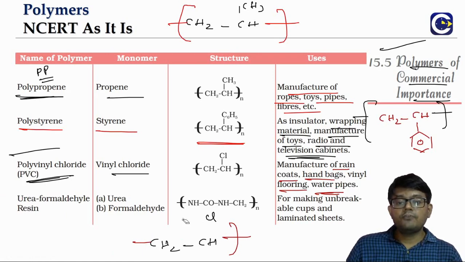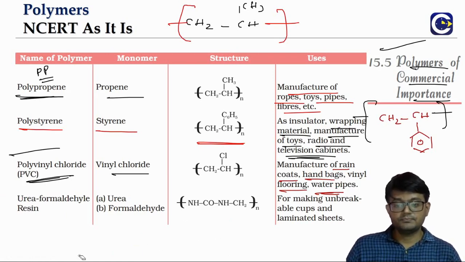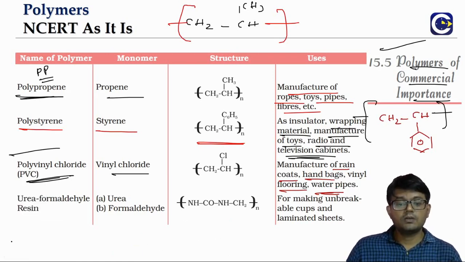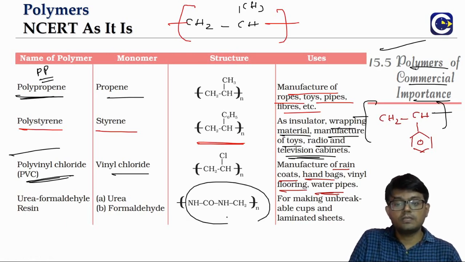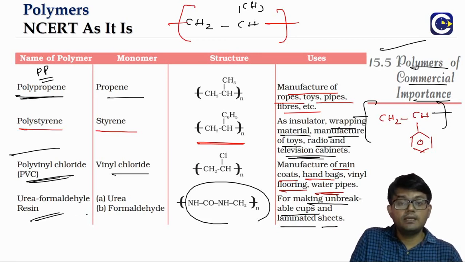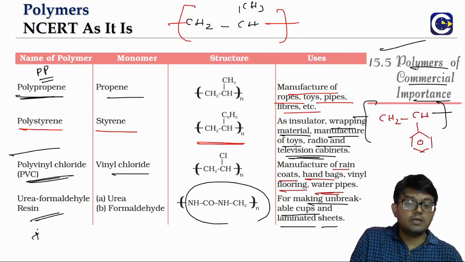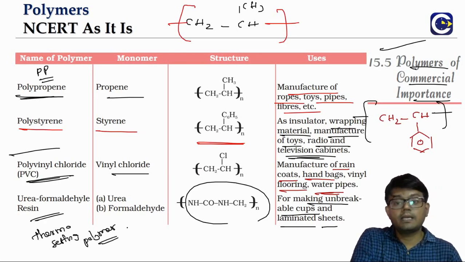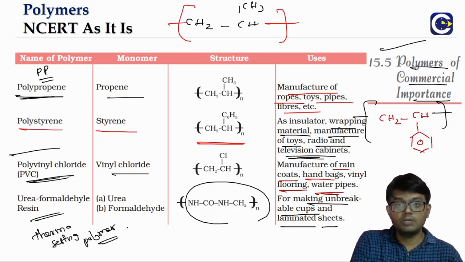Then we have urea formaldehyde resin. This we have seen. This resin can form what? Cross-linking also. All that we have discussed previously. What is it? It is used for the making of unbreakable cups and laminated sheets. This is also an example of what? The urea formaldehyde polymer is an example of thermosetting polymer along with bakelite. So all these are what? Formaldehyde polymers. Bakelite is what? Phenol formaldehyde. Then we have what? Urea formaldehyde.